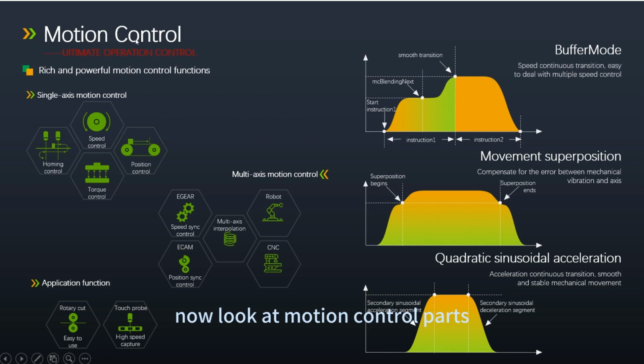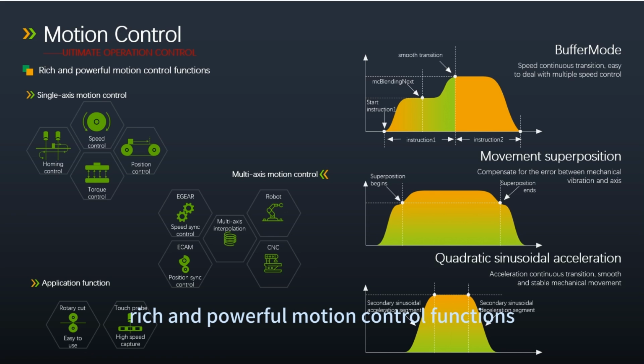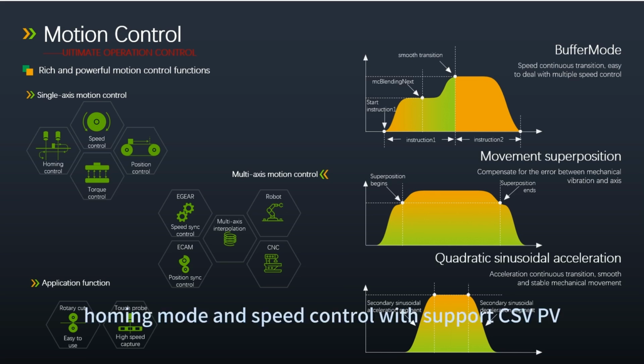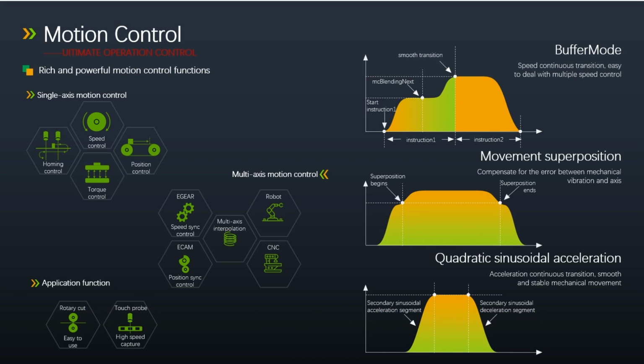Now look at the motion control part. Our 6C has rich and powerful motion control functions. For example, single axis motion control: homing mode, and speed control will support CSV, PV. Position control will support CSP, PP, and torque control will support CST and PT.